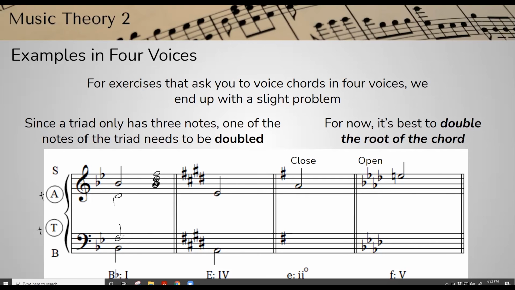Okay, and that F is within an octave of the alto, so the spacing between our alto and tenor is less than an octave, which is great. And so that completes our chord. So that is a perfectly good way to do this.